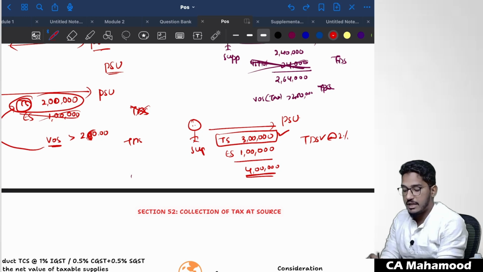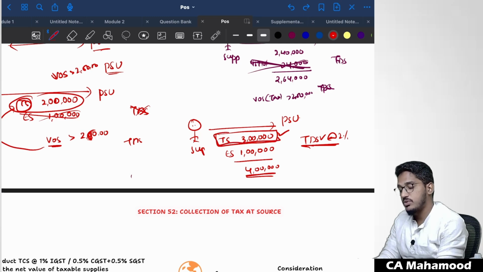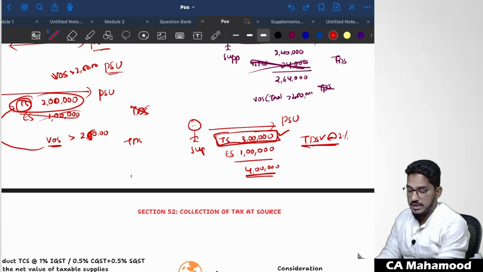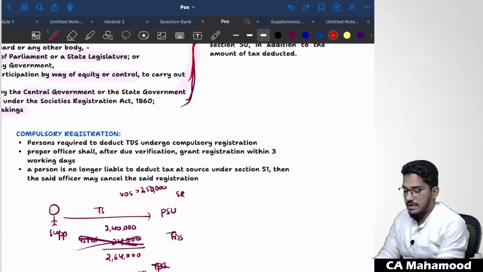Clear? Two things I have clarified. One thing, you should not consider exempt supply when you are calculating whether value of supply is more than 2,50,000 or not. Even at the time of calculating the amount of TDS also, you should consider only taxable supply. You should not consider exempt supply. Clear? And one more last thing here.